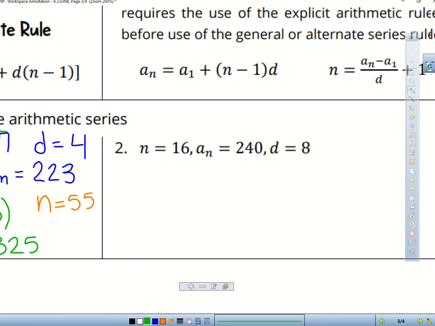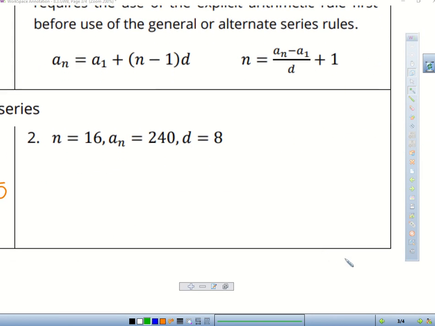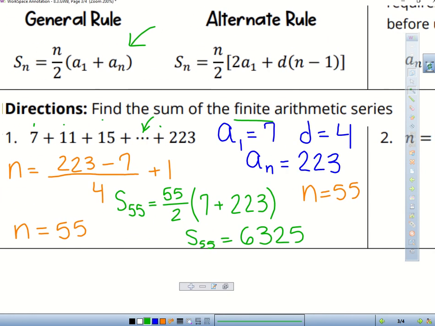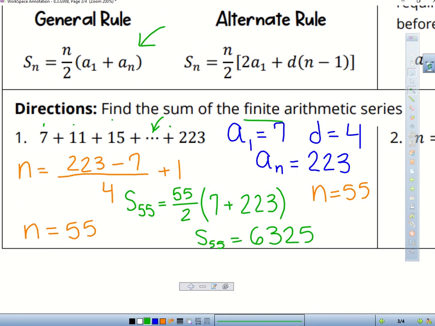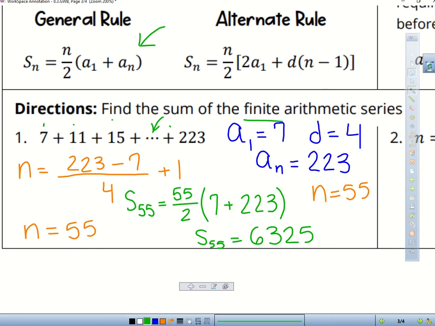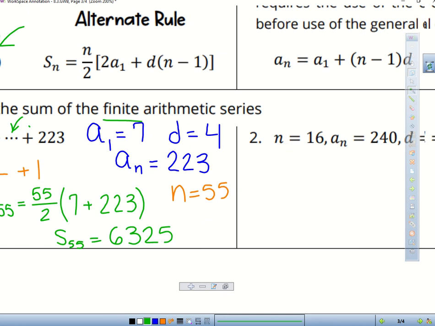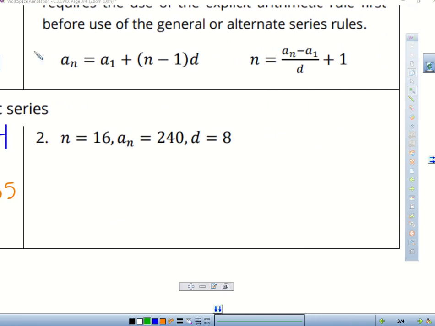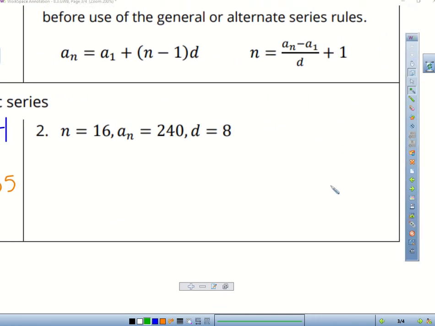All right, next problem. In this case, we didn't get a preview of the series, but we do have N, A_n, and D. What you're going to notice about the two formulas is that both require you to know A1, the first term. Does everyone see that? Unfortunately, we're going to have to figure out what A1 is before we can use either formula. So I'm going to have to use one of these formulas to find A1.